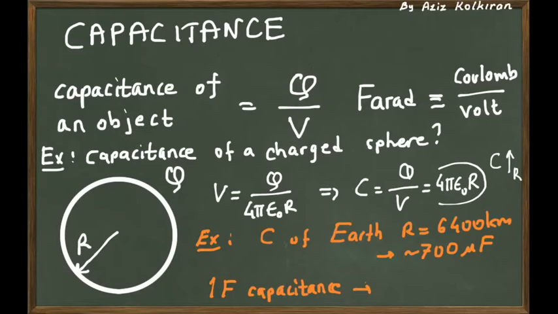So 1 farad of capacitance requires a sphere with a radius of 9 times 10 to the 9 meters. 10 to the 9 is almost 10 to the 10. It is a billion meters, right? Huge.